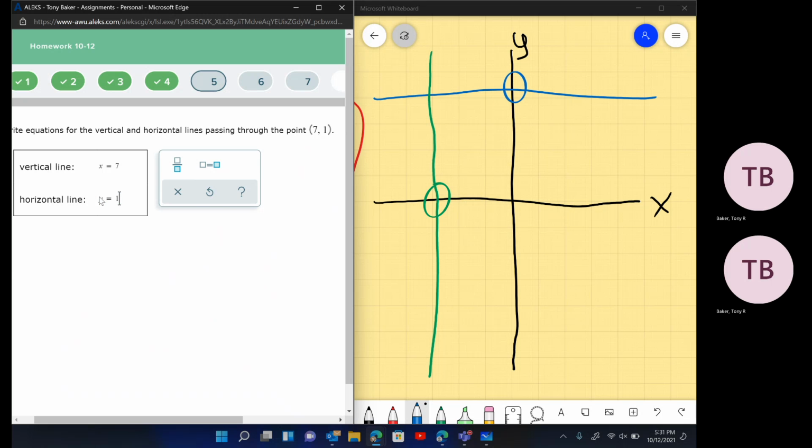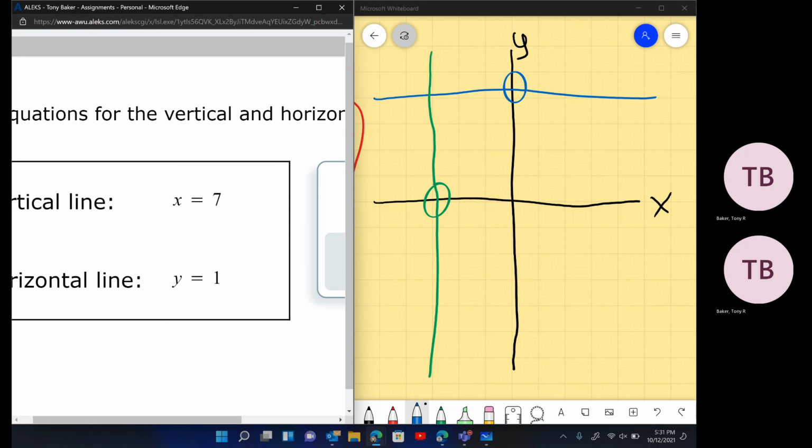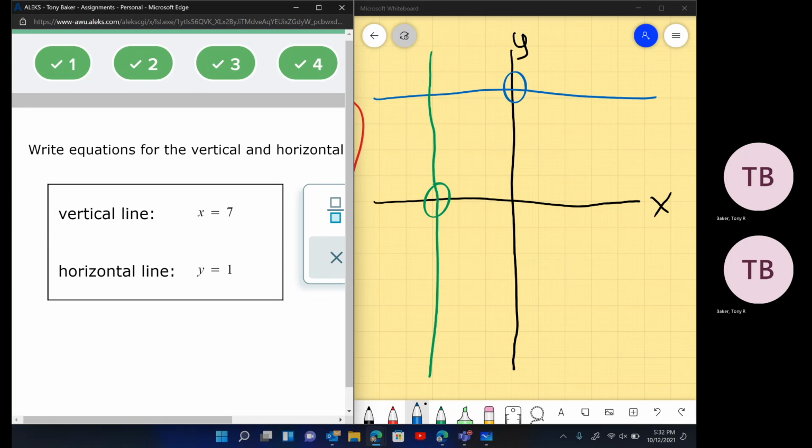So in this case, y equals 1. And you have to put x equals and y equals. You cannot just put the number. It's opposite of the way you would think. You typically think horizontal is x and vertical is y. It's the opposite. My vertical is my x, and my horizontal is my y. And that's the reason, because of the way it crosses the axis. Okay.